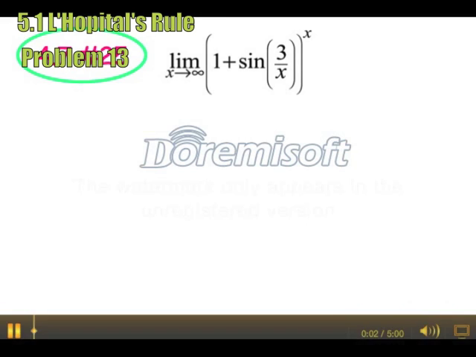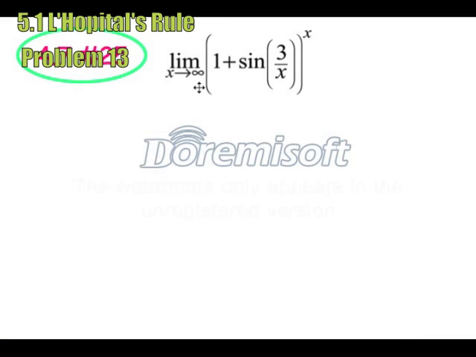Okay, as we try to plug x being really, really big into this limit, 3 over a really big number is tending towards 0. The sine of 0 is 0, plus 1 is 1. But then we have a number going to 1, going to a really, really big power.